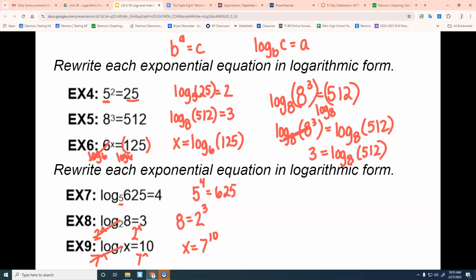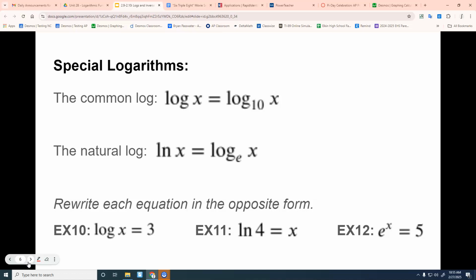because you have to be able to do this to do anything that's harder after this. So let's keep going. There are a couple types of special logarithms that have their own special symbols and names. The first is called the common log. If you ever see a log without a base, then it is assumed that that base is 10.